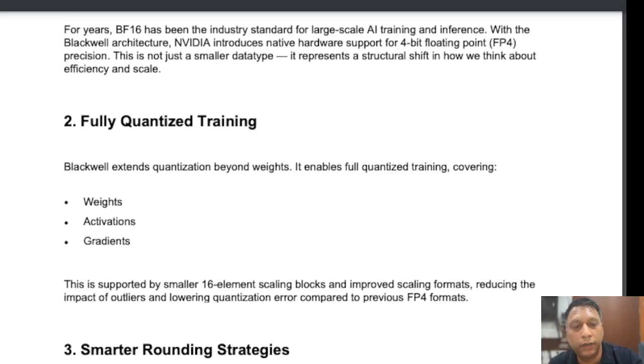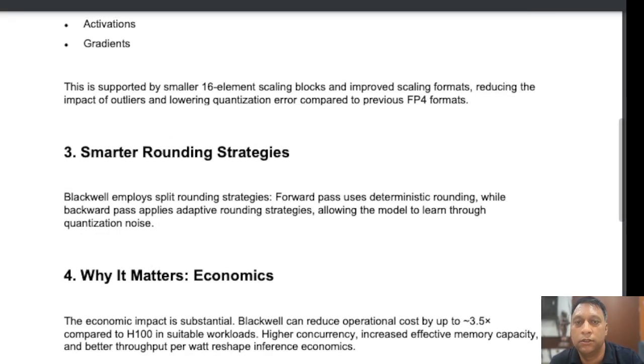How does it actually work internally, or what has changed to make it happen? It's a smarter rounding strategy that came into the picture. Basically, Blackwell employs a split rounding strategy. In the forward pass, it uses deterministic rounding, while the backward pass applies adaptive rounding strategies, allowing the model to learn through the quantization noise. The backward pass is the phase where the actual training is being done for the Blackwell infra.